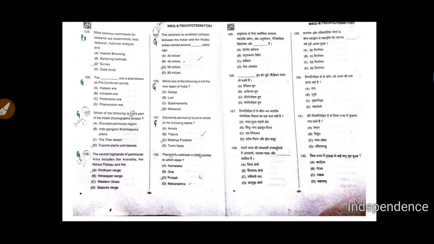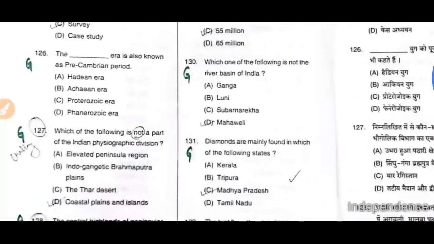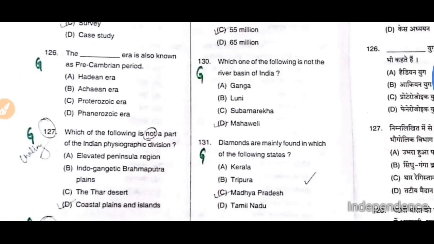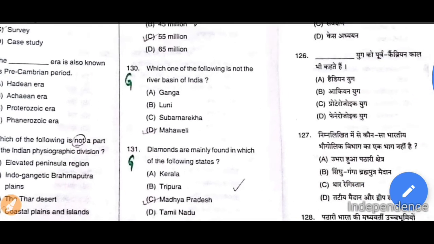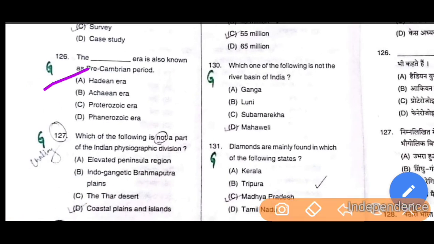Question number 126. The first question. The dash era is also known as the Precambrian period. A. Hadean, B. Archean, C. Proterozoic, D. Phanerozoic. Well, I think the question is flawed here because all these three eras, Hadean, Archean, Proterozoic, all three of them belong to the Precambrian period.